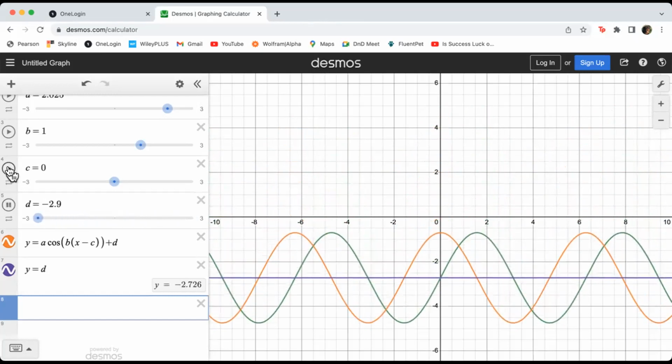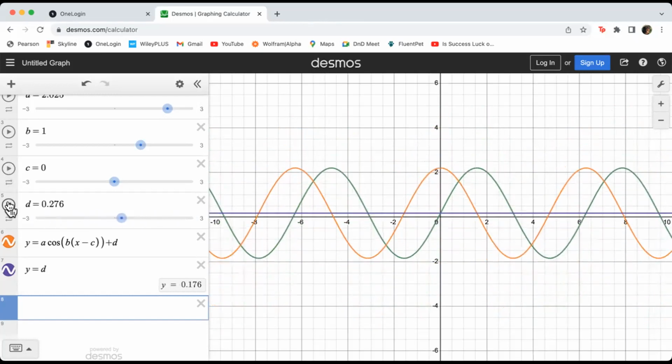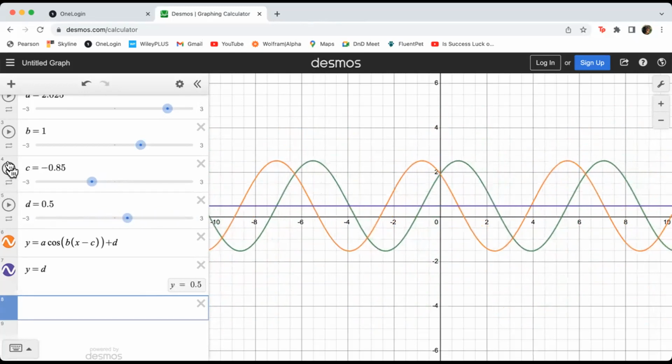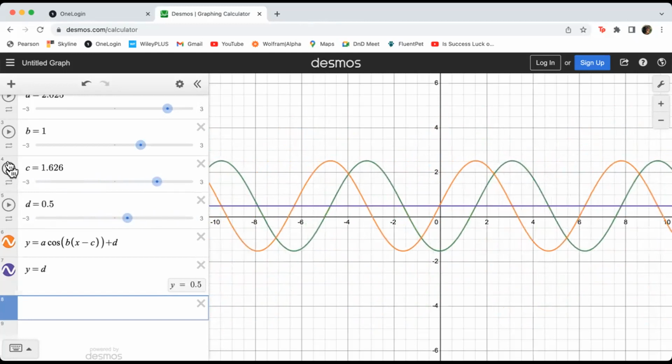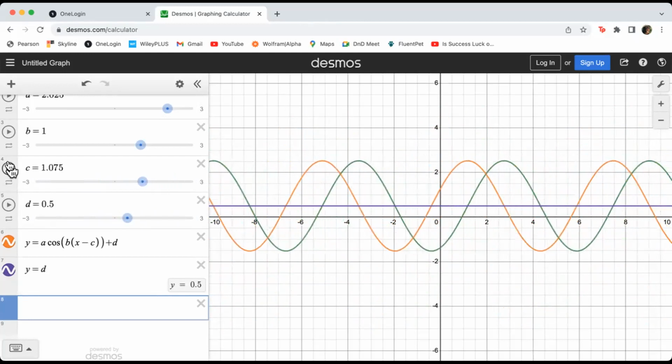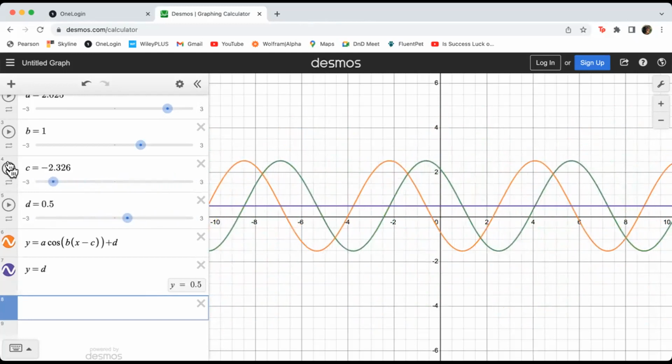C is changing the horizontal shift. So let's stop D and move C. C is going to move everything from side to side, but it's going to maintain the period. It's not going to change the period or the amplitude. It's just shifting from side to side.